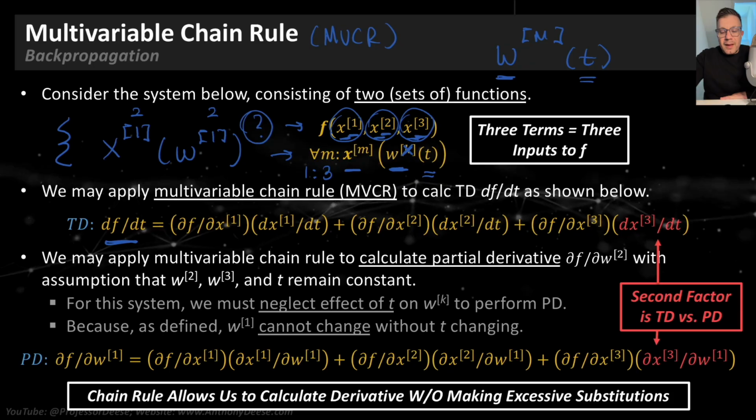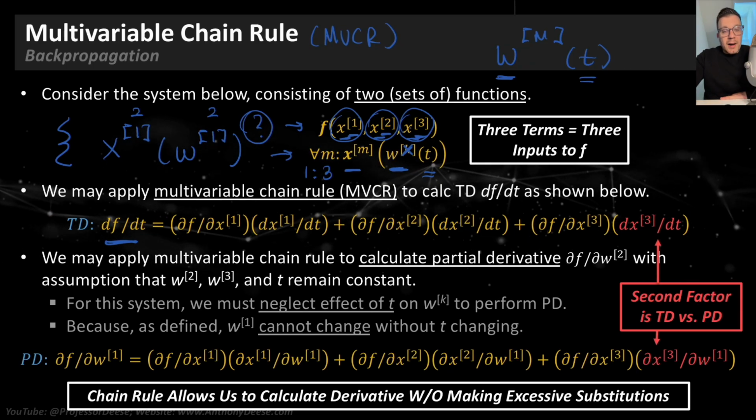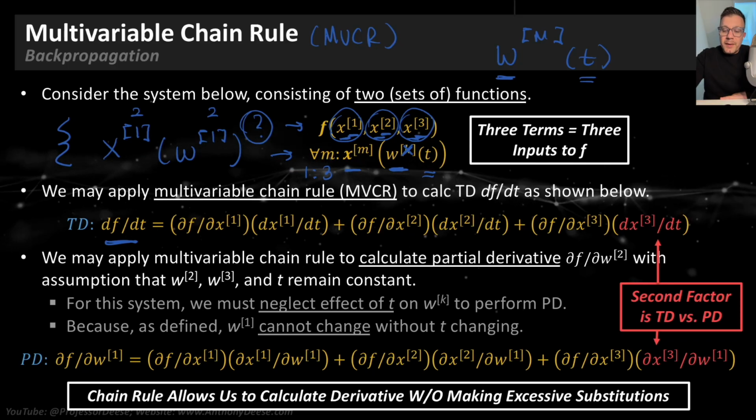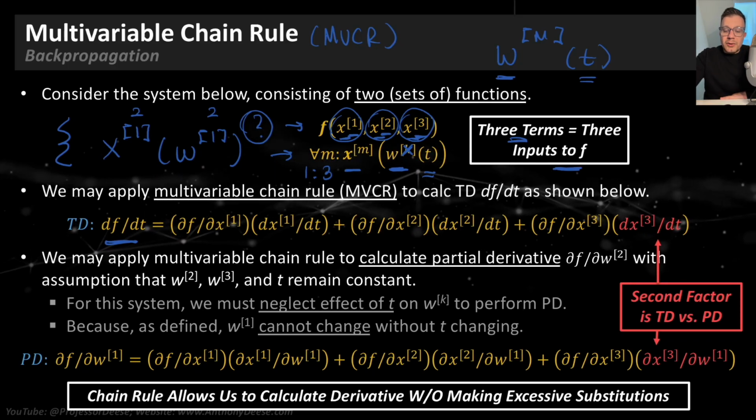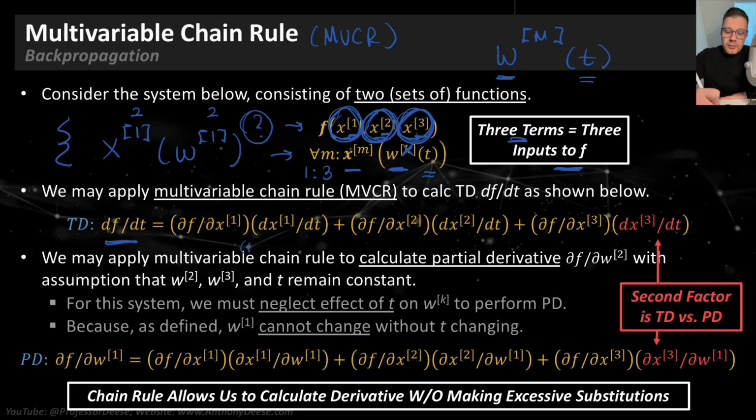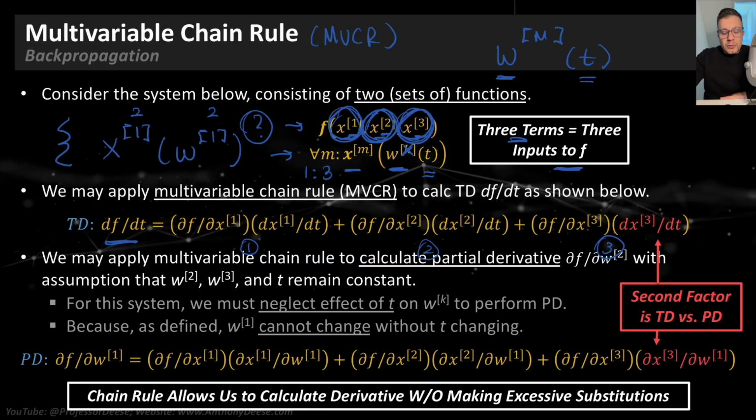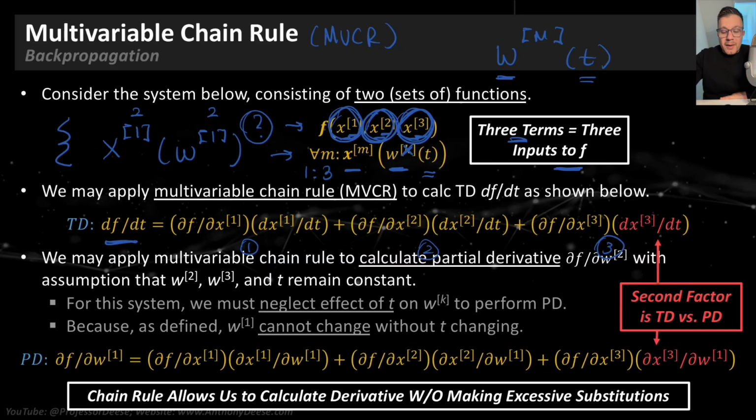One way to circumvent that is to use the multivariable chain rule to split this function into 3 parts. Why 3 parts? Why 3 additive terms? The 3 terms correspond to the 3 inputs or arguments to the main function f. Now each one of those additive terms, 1, 2, 3, may be decomposed into 2 factors that are multiplied by one another.